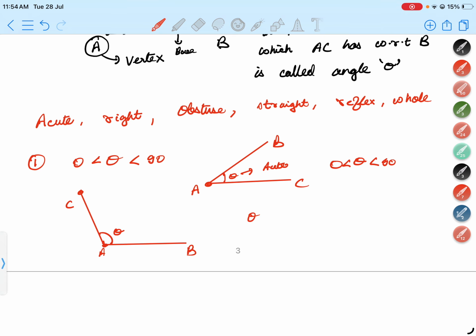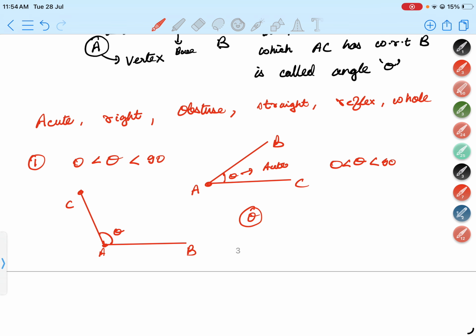Coming back to our question, I asked you whether theta is acute or not. So if we draw a perpendicular over here, then we can clearly see that this theta exceeds this 90 degree angle, that is, theta is greater than 90 degrees. So this is not acute. This theta is an obtuse angle.